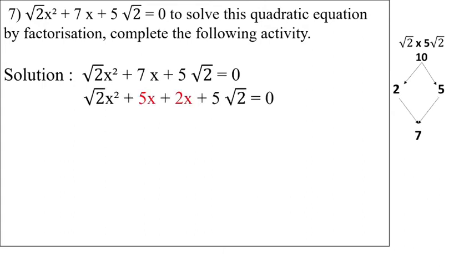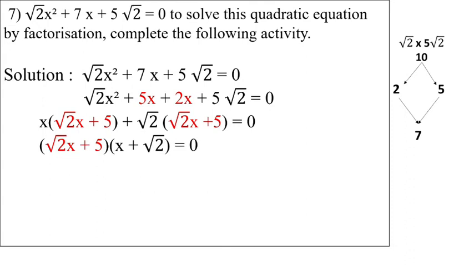We'll substitute this value. In the place of 7x, we'll write 5x and 2x. What is common between root 2 x square plus 5x? x is common. What is left? Root 2 x plus 5. The same bracket we'll write. Answers are written in red color. Common bracket and uncommon bracket.